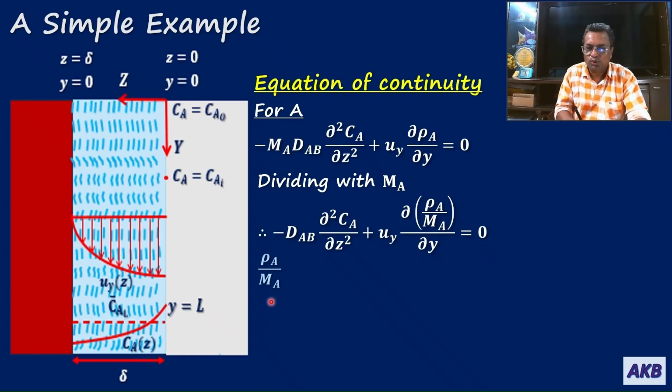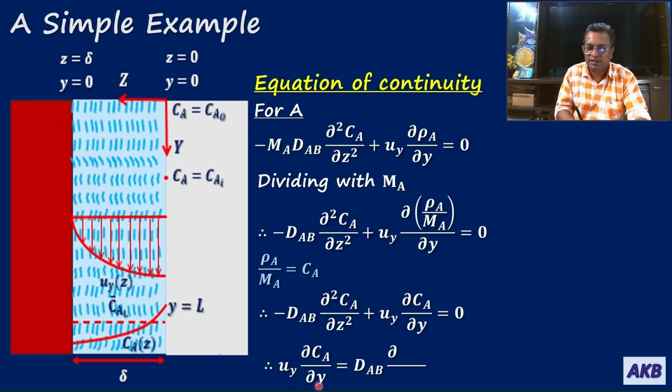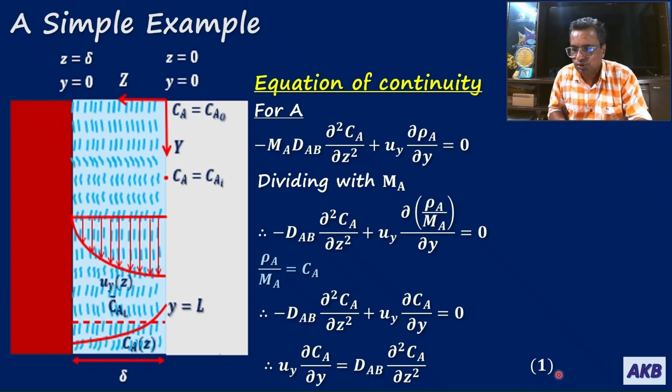But we know that ρA upon MA is nothing but CA. So the equation will be minus DAB ∂²CA/∂z² plus uy into ∂CA/∂y is equal to 0. Or I can write it like this: uy into ∂CA/∂y, that is equal to DAB into ∂²CA/∂z², and I am going to call this equation number 1.